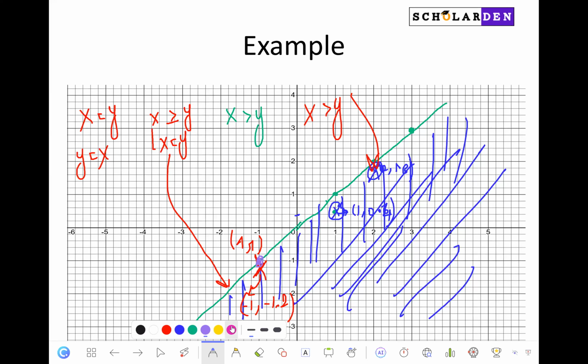So if, for example, I were to move somewhere over here, the x coordinate is going to remain -1, but the y coordinate is going to be -2.6. And for this point as well, x is greater than y. So all the points below this line satisfy the expression x greater than y. I hope this is clear to you guys.